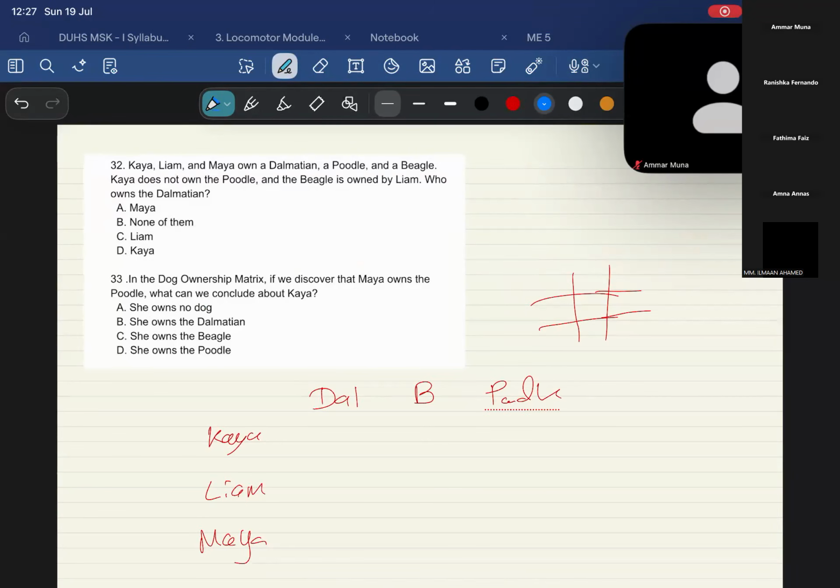So it says that Kaya, Liam, and Maya own a Dalmatian, a poodle, and a beagle. Kaya does not own the poodle. And the beagle is owned by Liam. Who owns the Dalmatian? So it should be Kaya, right? Let me read the question once again.